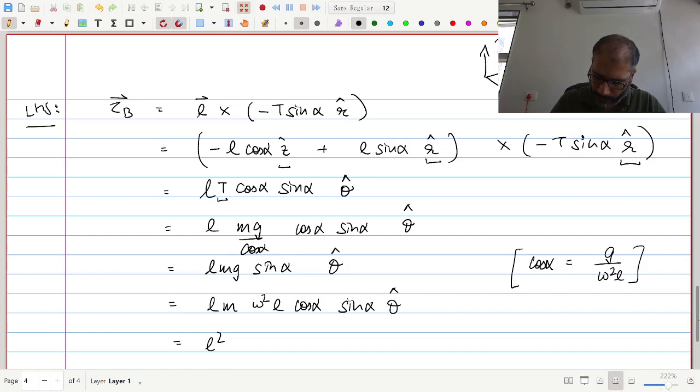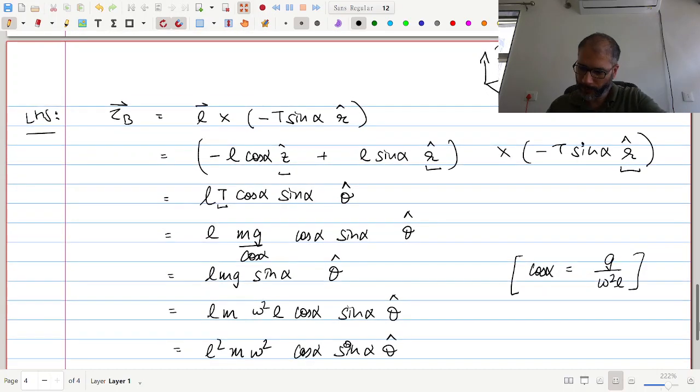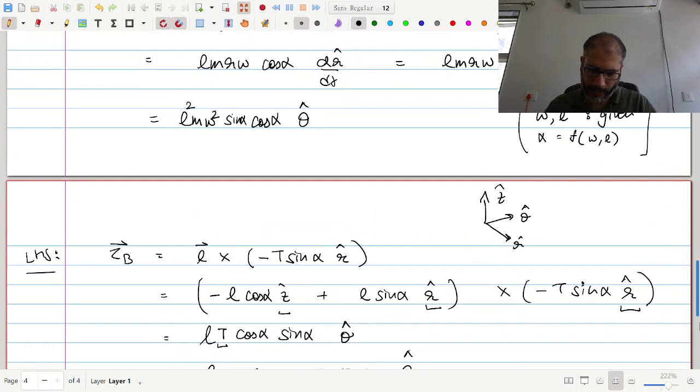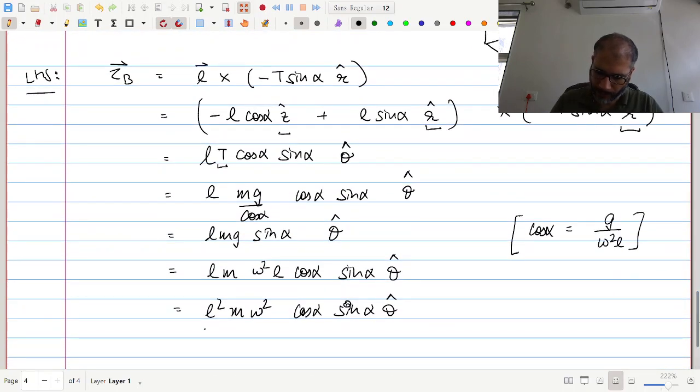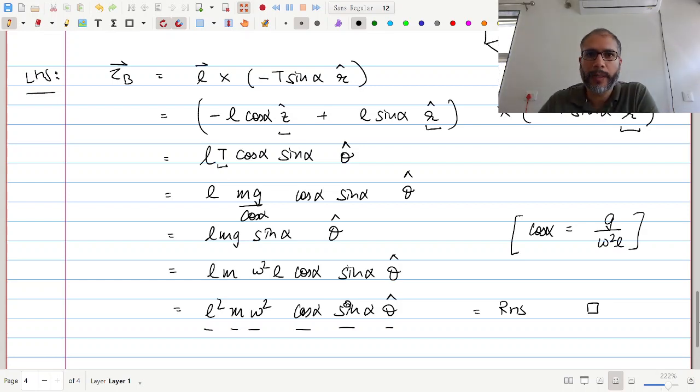So this becomes L squared m omega squared cos alpha sine alpha theta hat, and we want to compare this with the expression we had obtained on the right hand side. That was L squared m omega squared sine alpha cos alpha theta hat. It is exactly the same as what we've got now, L squared m omega squared cos alpha sine alpha theta hat. So this is equal to the RHS. That shows that the dynamical relation, that torque is equal to d by dt of the angular momentum about the same point, is true.